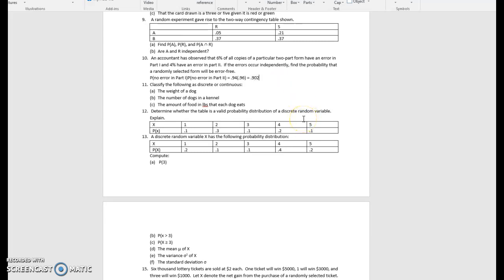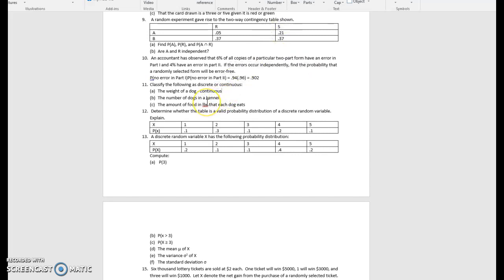All right, so let's look at 11. We want to classify each of the following as discrete or continuous. Now remember, if it's discrete, it's a counting number. If it's continuous, we can have decimals in between. So let's look at A, the weight of a dog. Well, we can certainly have a dog that weighs 45.5 pounds. We can have a decimal in there. So this is continuous.